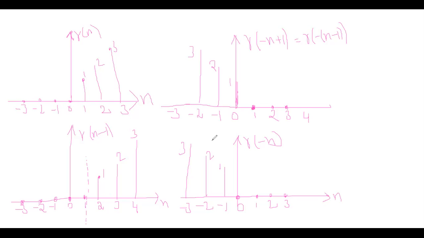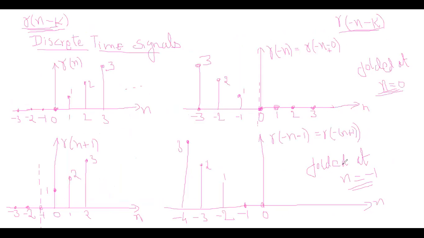Understood, my students? Now we can get an idea how the folded function and the normal function differ, the shifting operation or the folding operation. Where the fold occurs is very important. R of minus n means the folding occurs at 0. R of minus n minus 1 means the folding occurs at minus 1. See here, the folding occurs at minus 1.